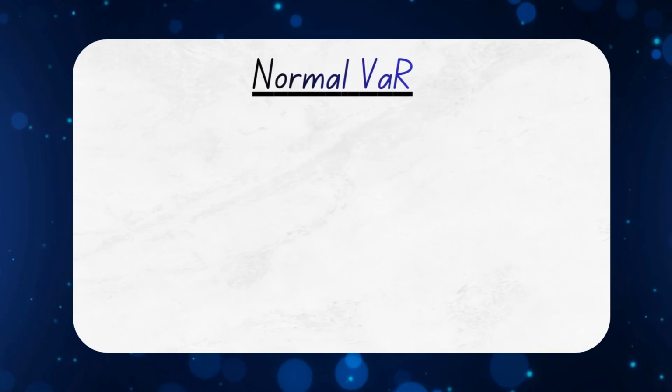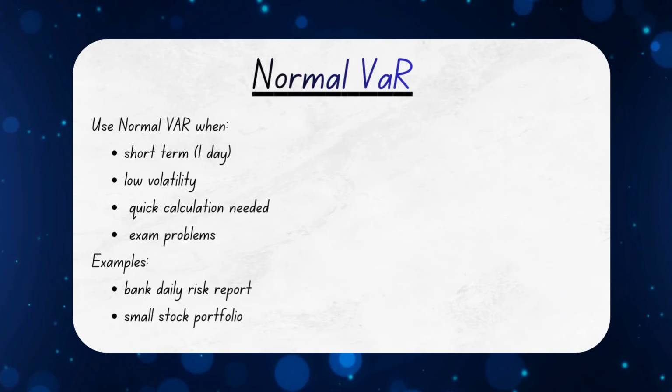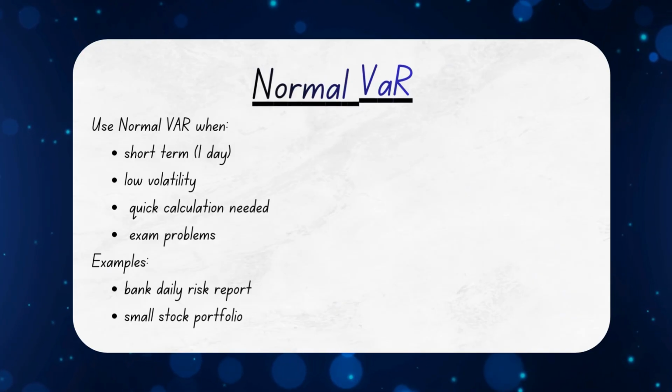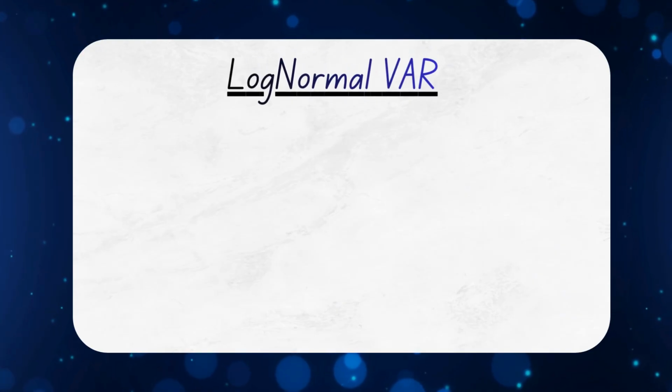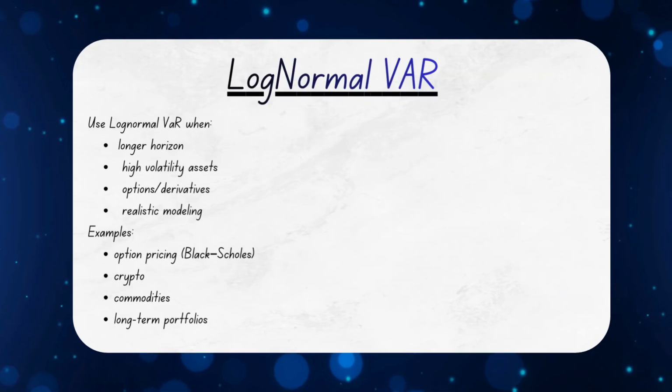So practically speaking, if you want something quick and easy for short-term daily risk, normal VaR works fine. But if you're dealing with longer horizons, derivatives, options, or highly volatile assets like commodities or crypto, lognormal VaR is usually a better choice.